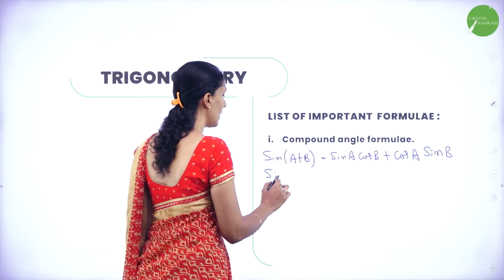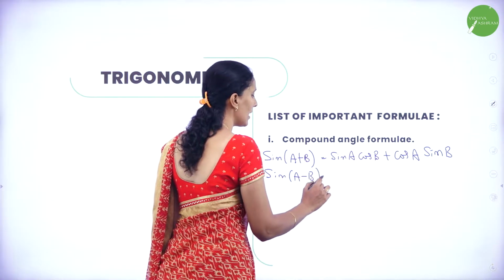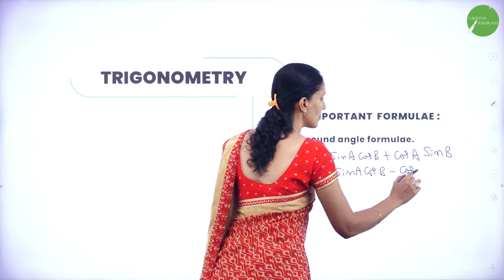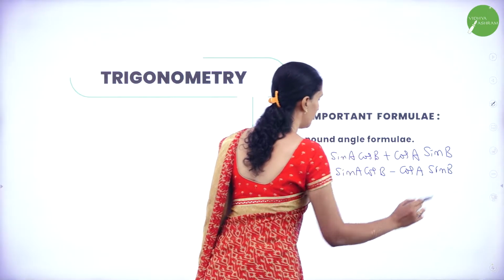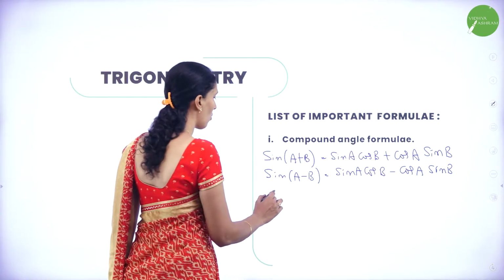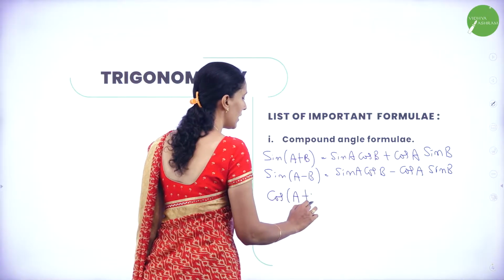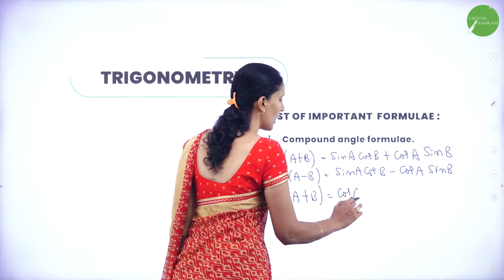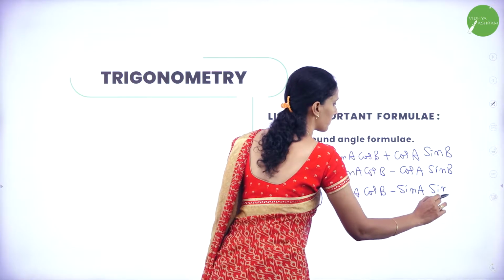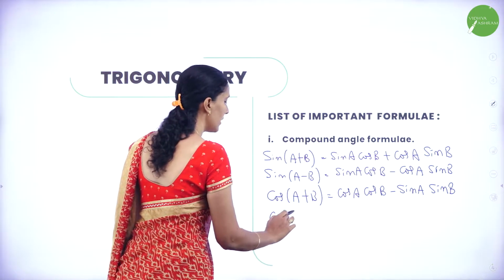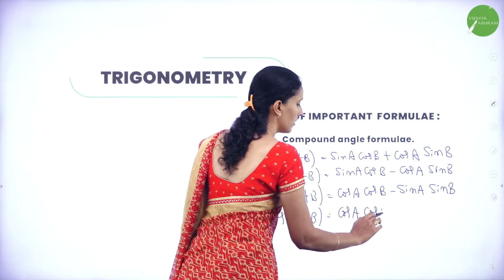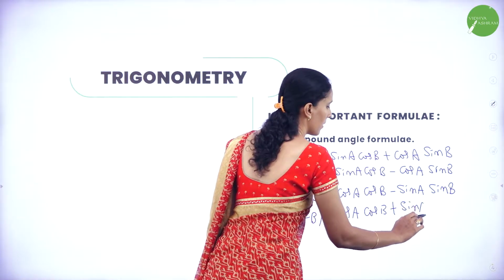Next we will take sin a minus b. Sin a minus b is sin a cos b minus cos a sin b. So interchange the sign, and you will get sin a plus b and sin a minus b. Let's see cos a plus b. Cos a plus b is given by the formula cos a cos b minus sin a sin b. And cos a minus b is given by the formula cos a cos b plus sin a sin b.